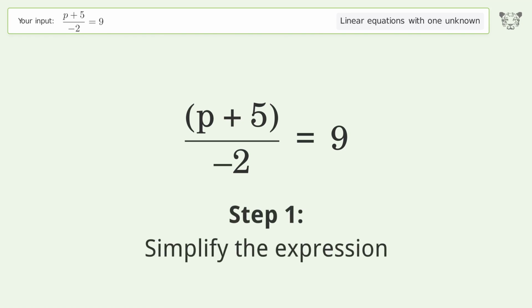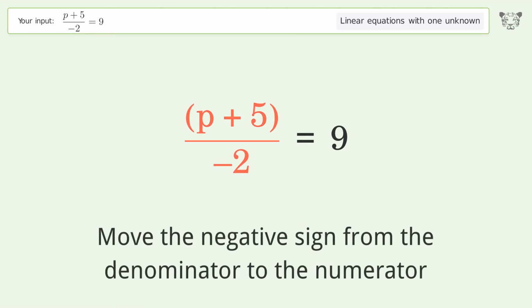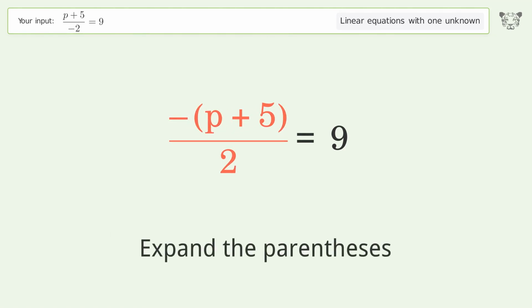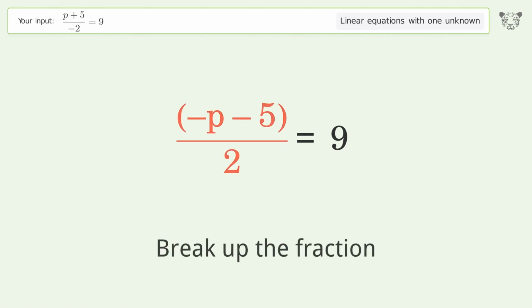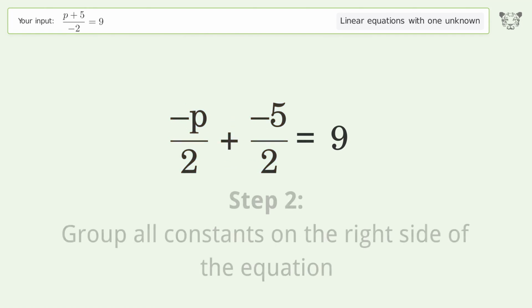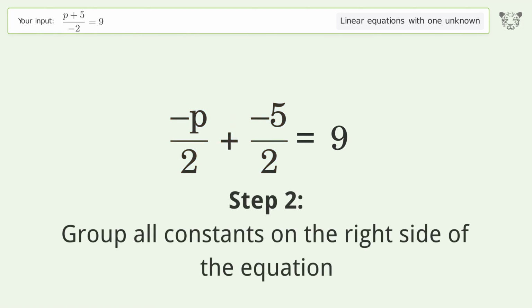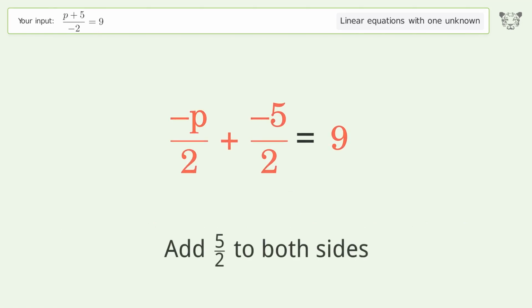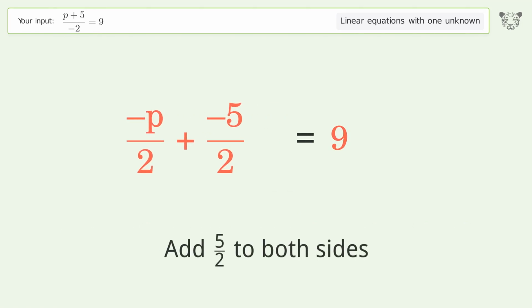Simplify the expression. Move the negative sign from the denominator to the numerator. Expand the parentheses. Break up the fraction. Group all constants on the right side of the equation. Add 5/2 to both sides.